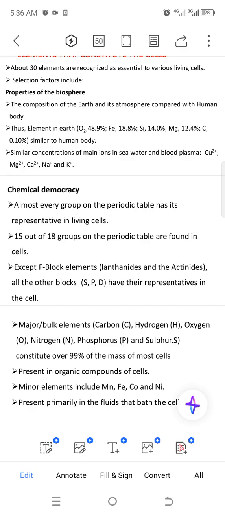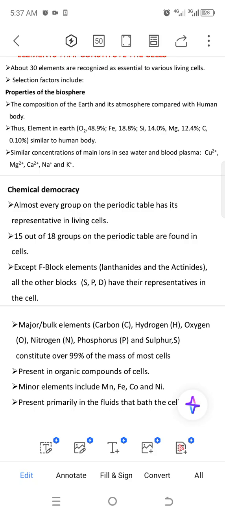That can be found in the human body. And we have similar concentrations of main ions in seawater and blood plasma, like Cu2+, that's copper 2 plus, magnesium 2+, calcium 2+, Na+, and potassium +. So all of these ions can be found in the seawater and our blood plasma as well, which is very essential to the human body.